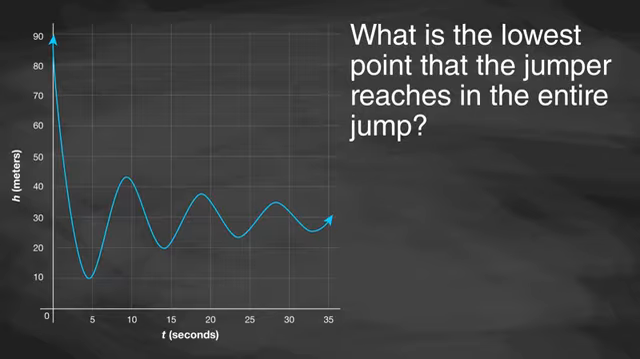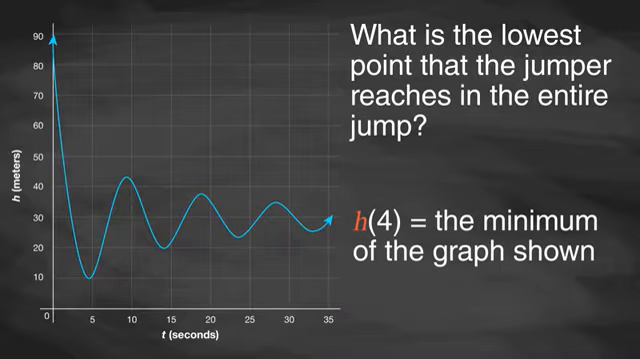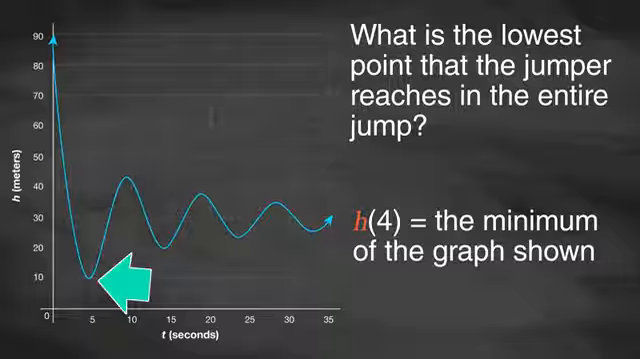What is the lowest point that the jumper reaches in the entire jump? When t is 4, the function hits its lowest point. This is the bottom of the first dip in the graph and the lowest point on the entire graph.